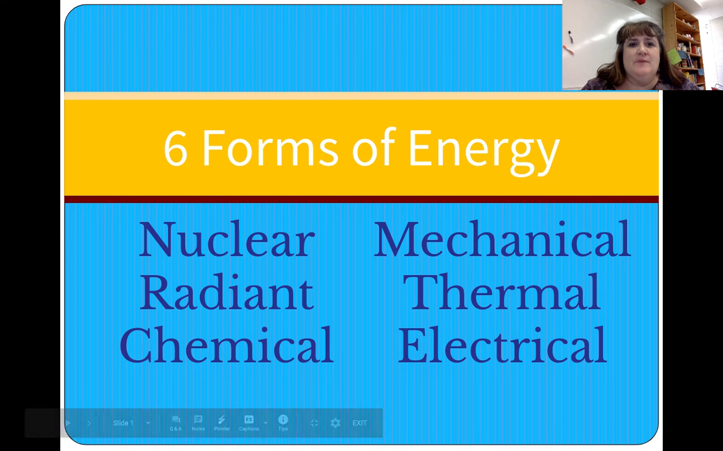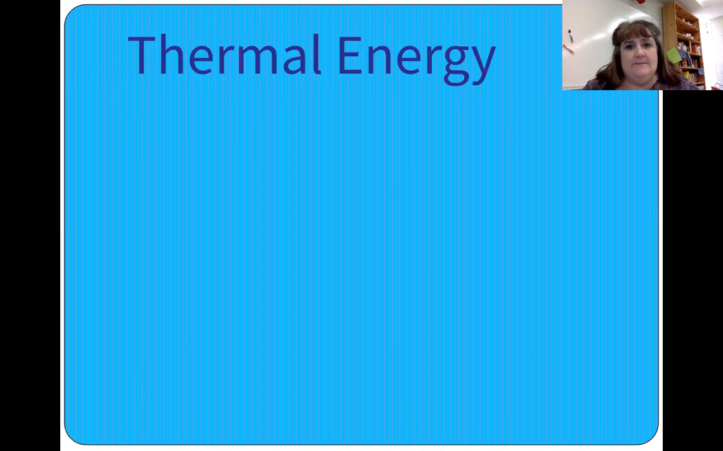Welcome to Physical Science 3.1b on the 6 forms of energy. This will be a summary after the project that you've already done. The 6 forms of energy are nuclear, radiant, chemical, mechanical, electrical, and thermal. I want to give you a brief summary about each one.